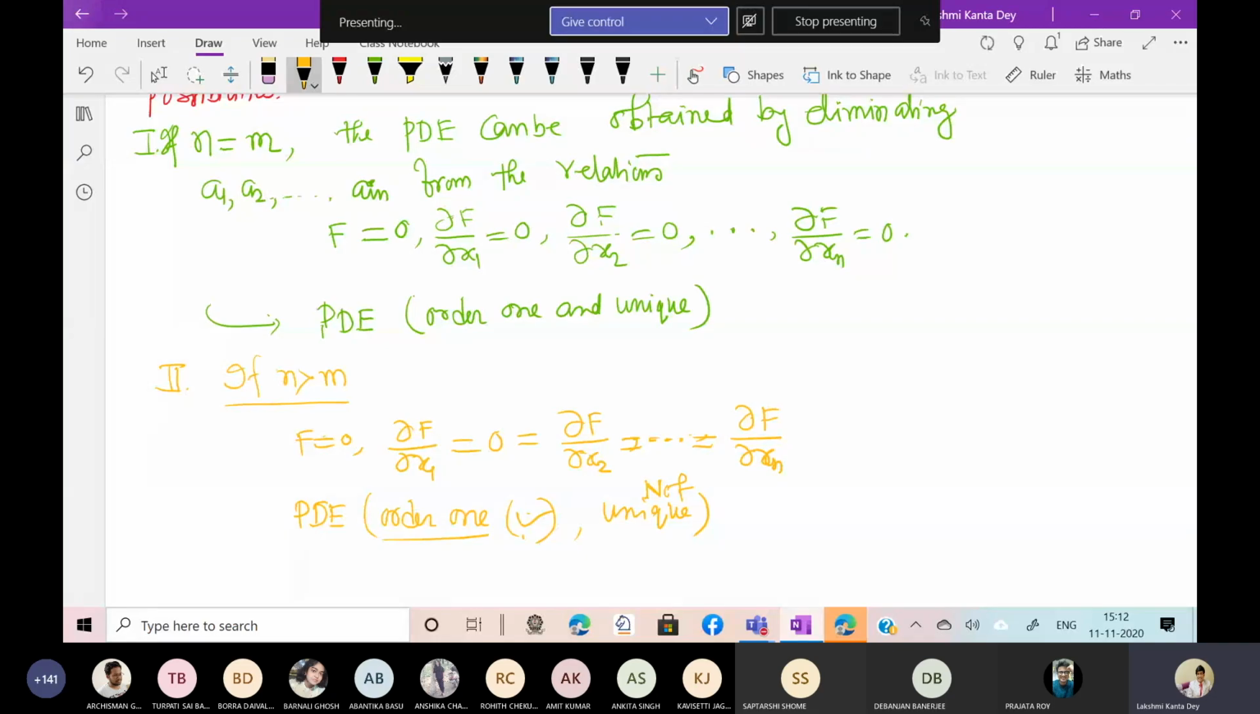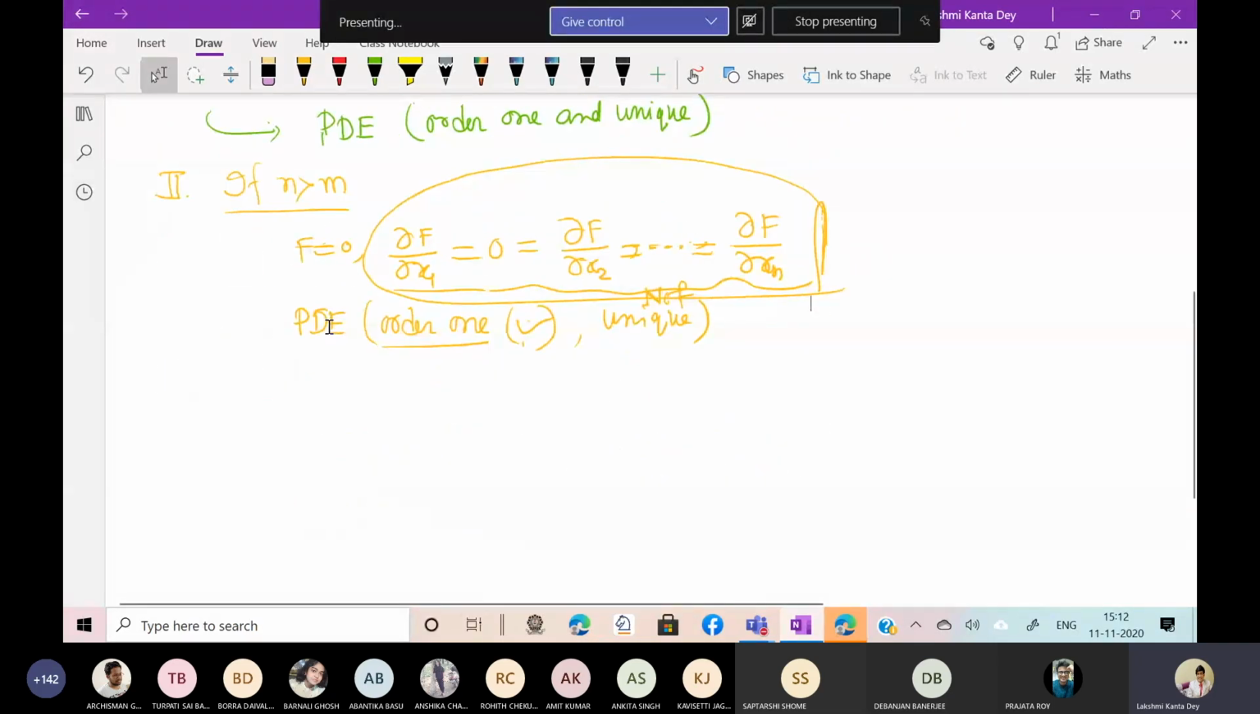Because there is no need to go for the higher order partial differentiation. We will very easily eliminate all the arbitrary constants which are lesser in number than the independent variables. So we are getting more equations from here. So definitely we will get a partial differential equation of order 1, but it may not be unique. Okay. Then what could be the last possibility?